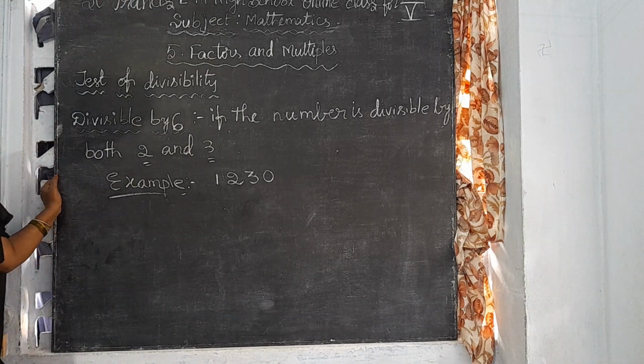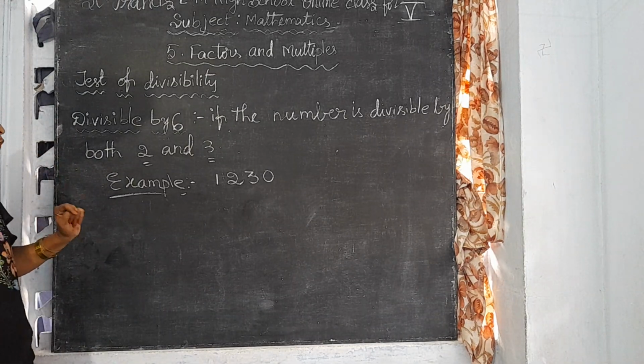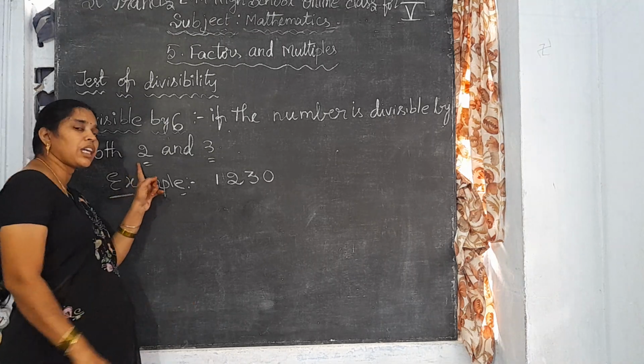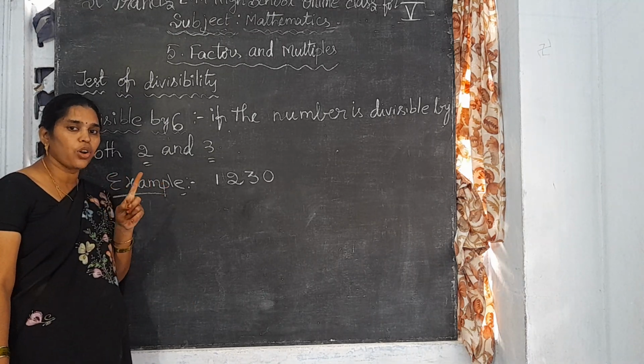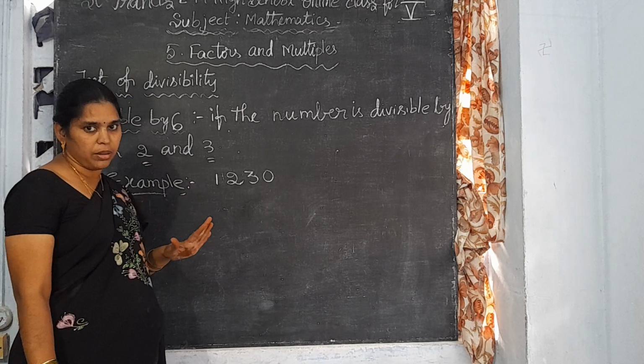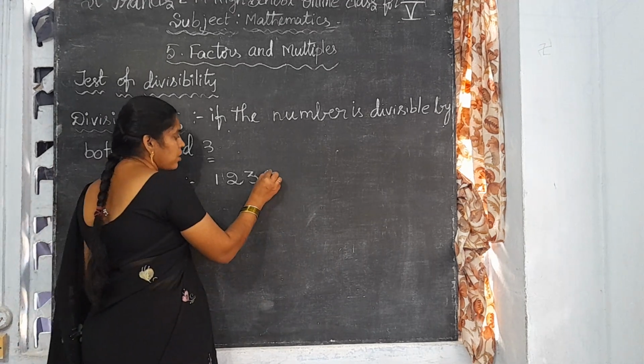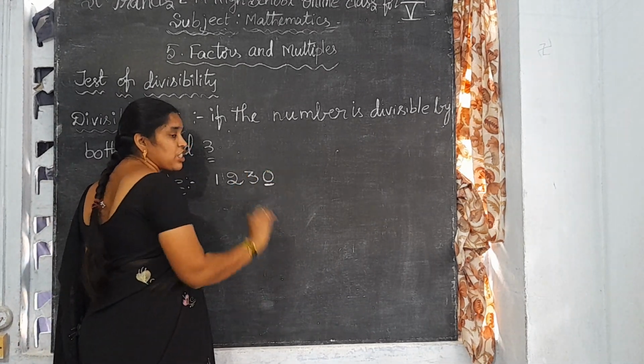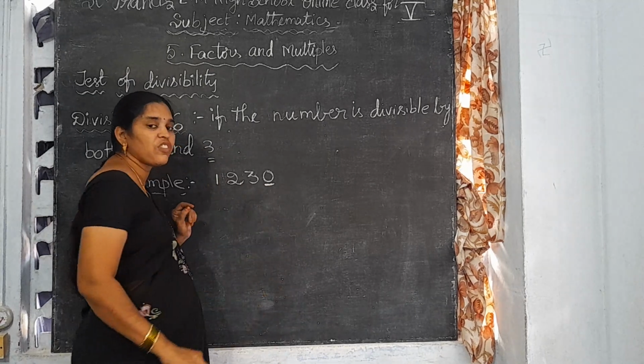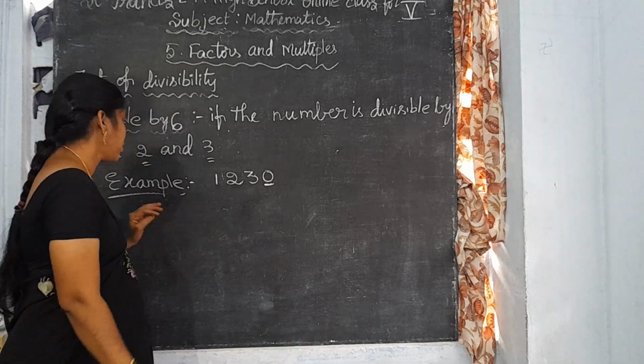Suppose 1230. First you check the divisibility of 2. What you have to check? The last number must be 0 or any even number. Here the last digit, that is the ones place digit, is 0. So this number is divisible by 2.